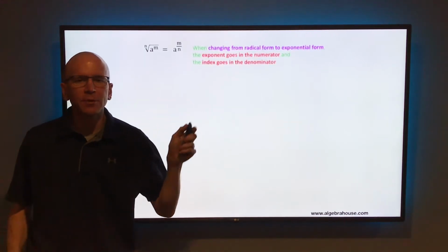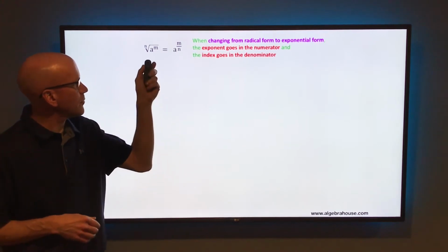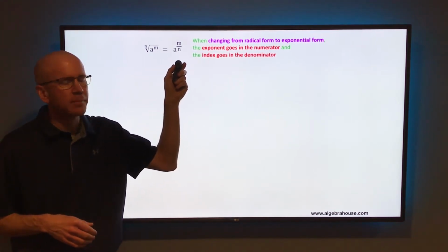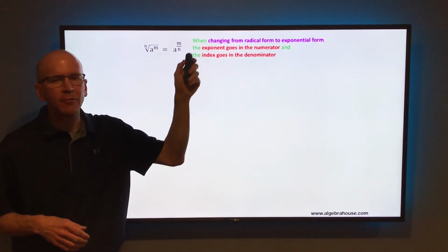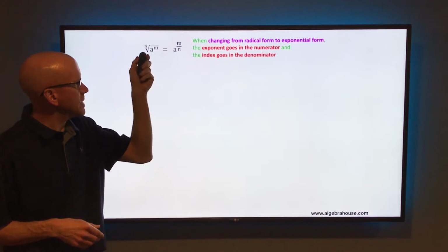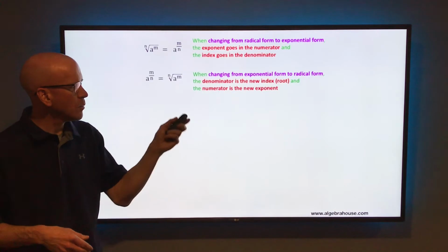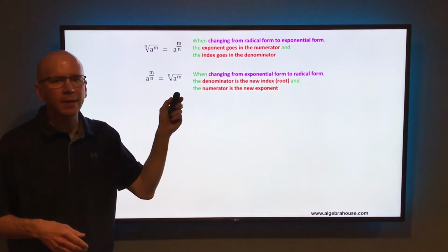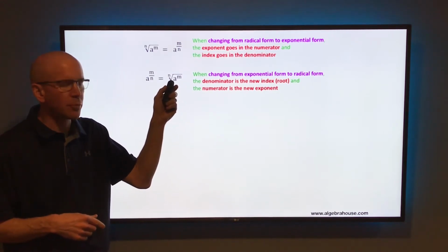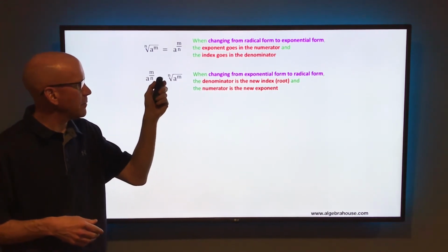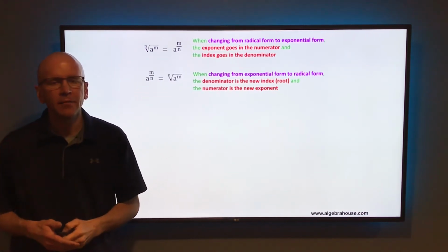If you have the nth root of a to the m, that is equal to a to the m over n power. When converting from radical form to exponential form, the exponent, which would be the m, goes in the numerator of that fractional exponent. The root, the n, goes in the denominator of the fractional exponent. When going the other way, when changing from exponential form to radical form, the denominator, the n, is the root, so it'd be the nth root, and the numerator, the m, becomes the new exponent. So a to the m over n equals the nth root of a to the m.